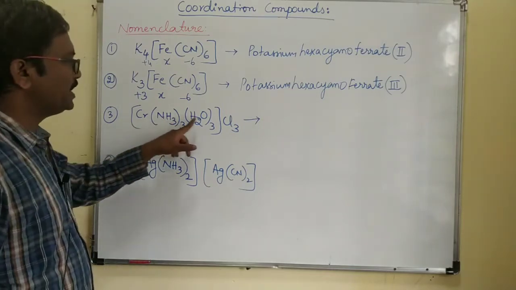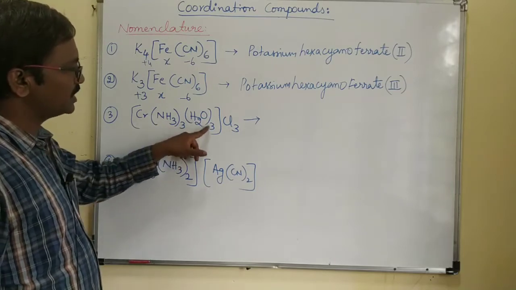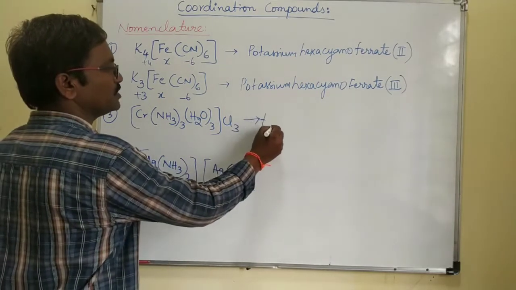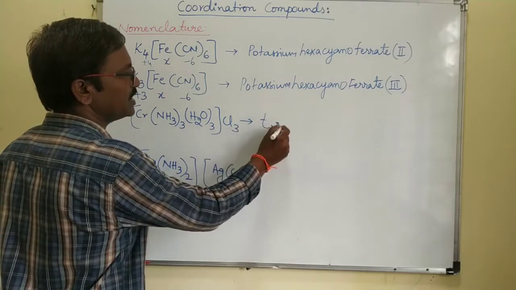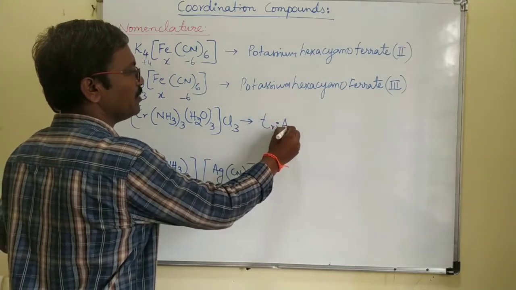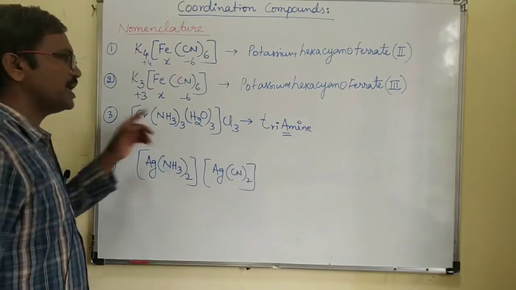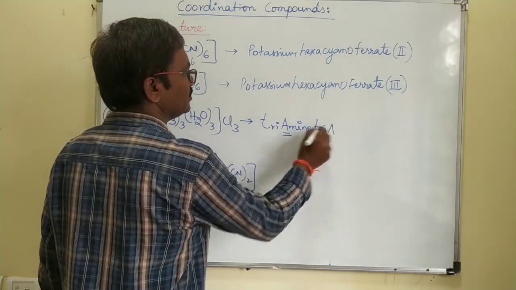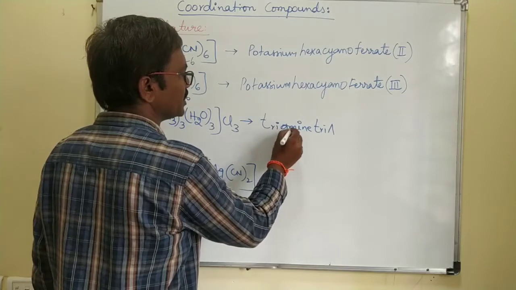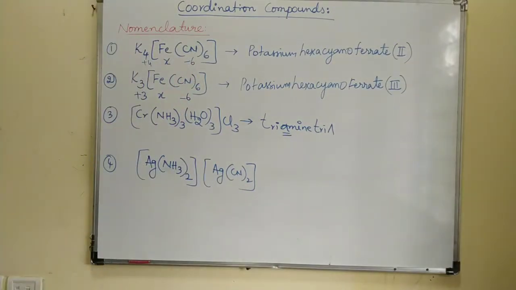So amine, aqua. Triaqua. You should not consider T as the first, you should consider A as the first. Triamine. Triaqua. All are small letters. Triamine. Triaqua.